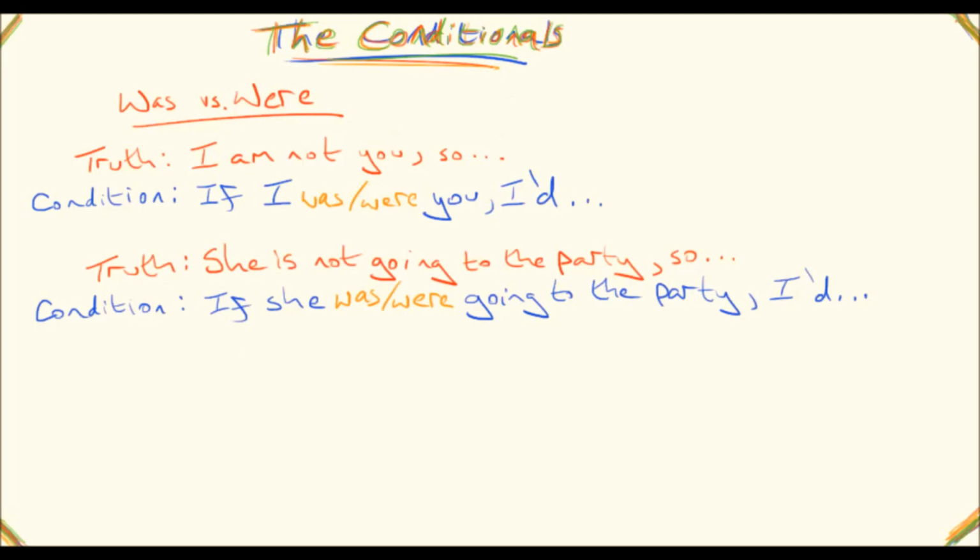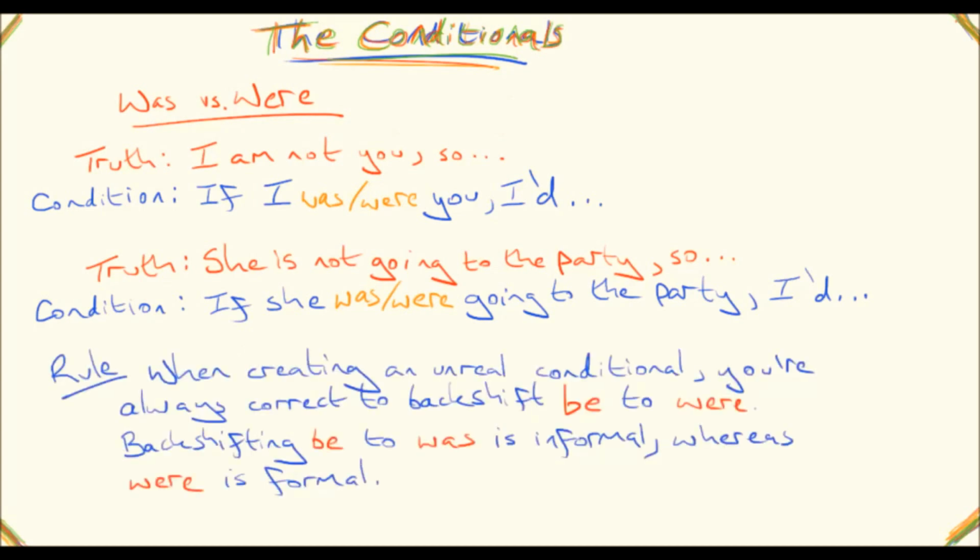Let's just get that rule up. So the rule, when creating an unreal conditional, you're always correct to backshift be to were. Backshifting be to was is informal, whereas were is formal. So if you're writing some kind of IELTS or Cambridge exam, if you're doing the writing there and you're backshifting the verb to be, make sure you're using were. Okay? Alright, let's move on.